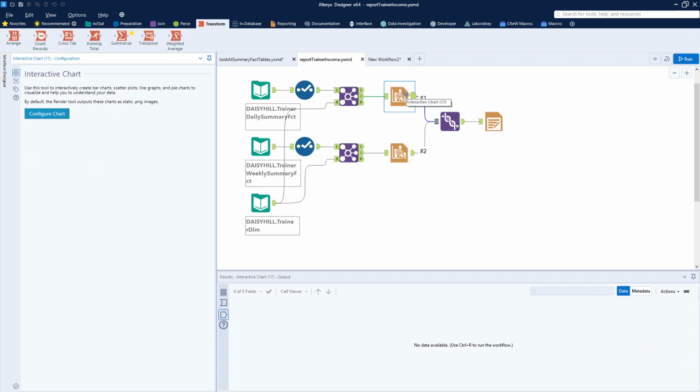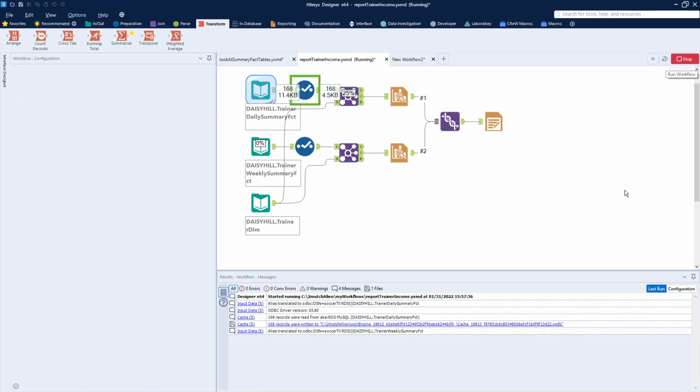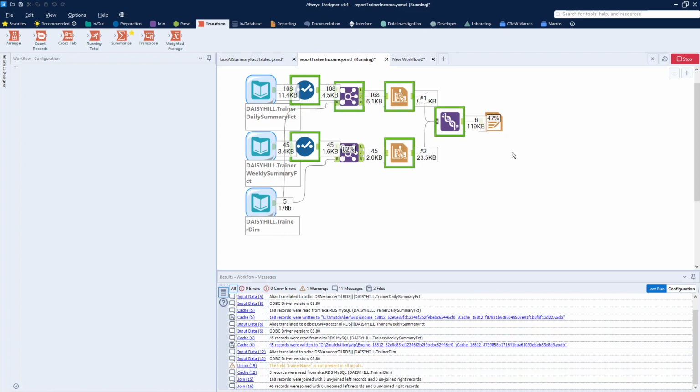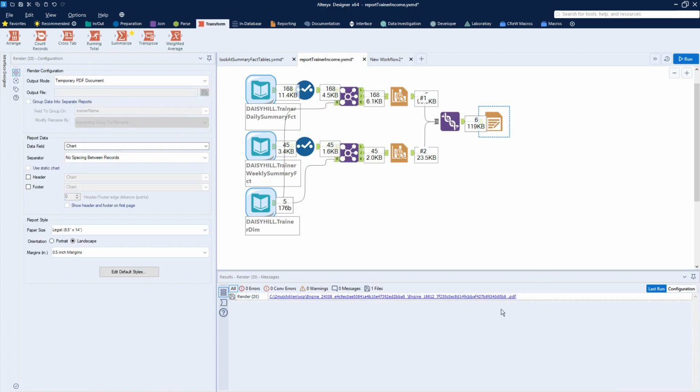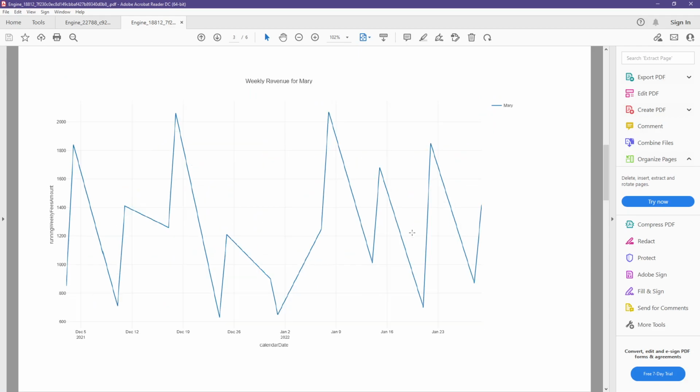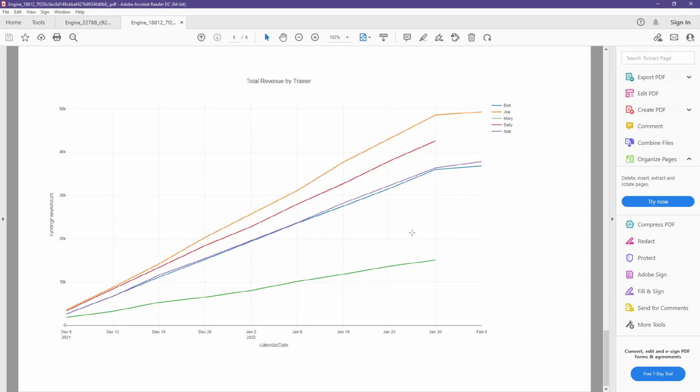What I've done then is I've created two reports, my daily report and my cumulative total weekly report. I union those two together and I put them into a PDF file. Pop it through. This brings me up the PDF file, which I can click on, and that brings me up my report. It has my individual reports for my trainers and then the total revenue report at the end.